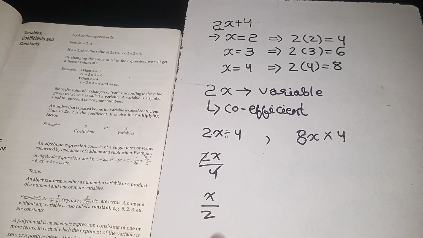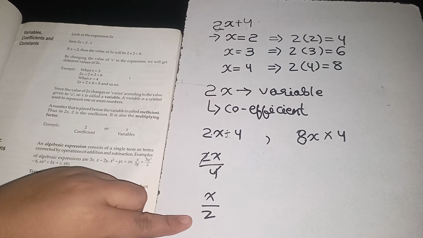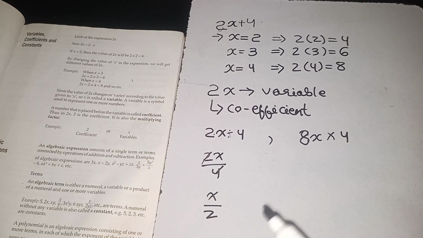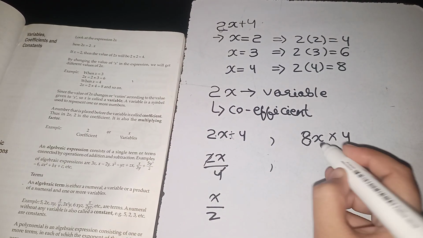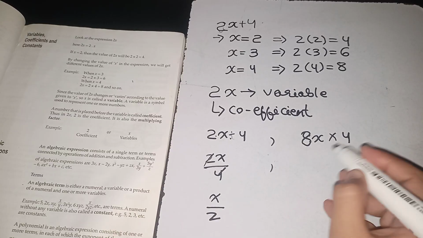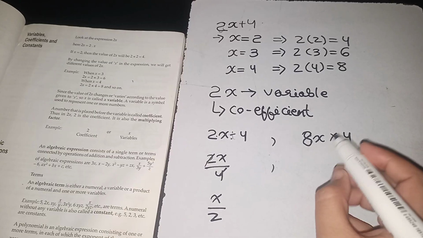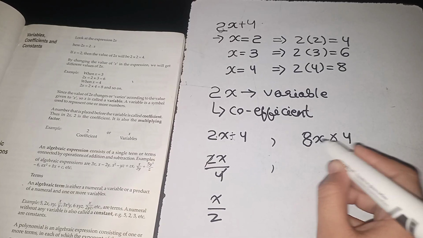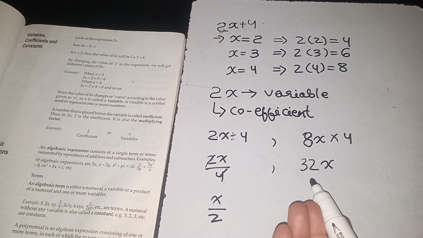So what happened? It will be converted as x over 2. It means the coefficient here is 1 by 2 and the variable is x. Okay. In this example, what will happen? 8 multiplied by 4, because this is a constant and a constant term multiplies with the constant. Okay. What will happen? 32x. So again it is a single term.